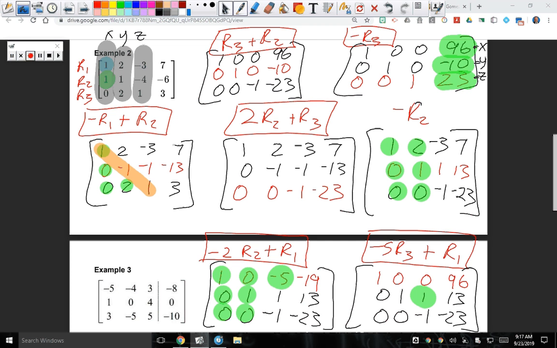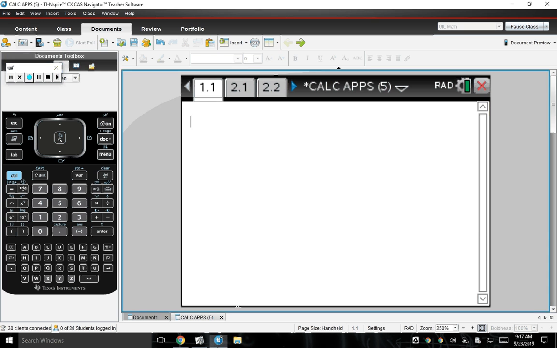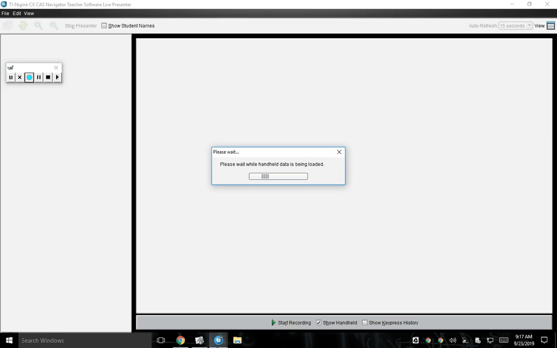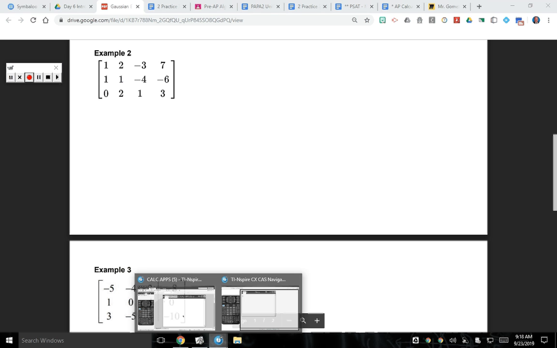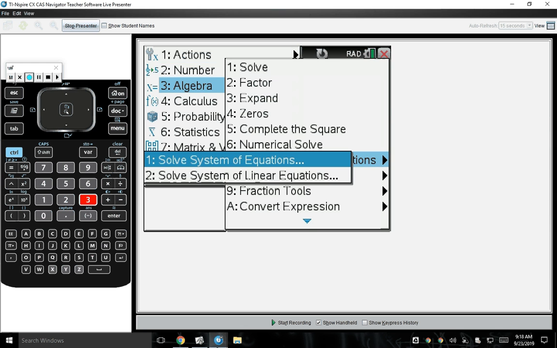With the calculator, let me come over here. We are going to, first of all, do it just real quick for video and instructional purposes. We're going to do it the old way. Okay? So 1, 2, negative 3, 7. 1, 1, negative 4, negative 6. 0, 2, 1, and 3. The way we're going to do this, just for people who are absent, menu 3, 7, 1.